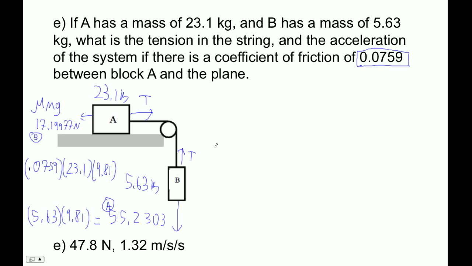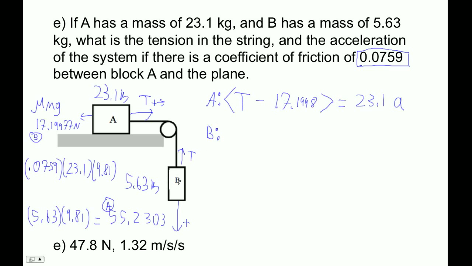Okay, so now we set up our equation for A. It's rather controversial, right? This guy, our positive direction is that way, right? Positive is this way. Okay, so for A, T is positive. So T causing the acceleration minus 17.1998, right? Preventing the acceleration equals 23.1 A, right? So causing minus preventing equals m times A, right?